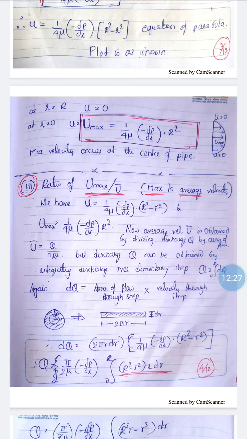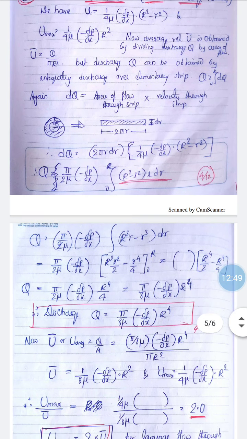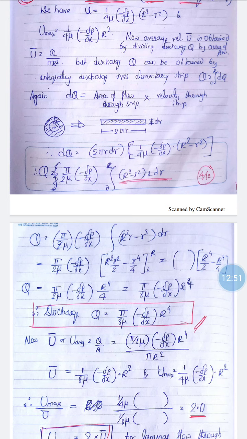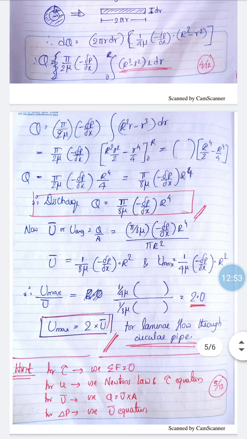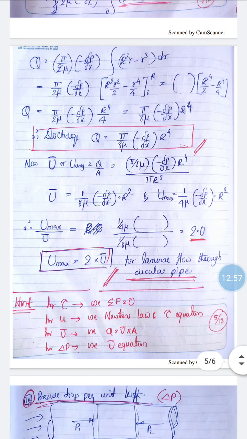Then to find u bar, use the continuity equation, that discharge is velocity into area. Discharge can be found by integrating the discharge over a strip. For that circular strip, we already know the area of the strip, and the velocity at small radius r is already derived. So multiply these two, get an equation for dq, integrate it over the limits 0 to R, you will get the equation for q. Divide q by the area of the pipe, you will get the equation for u bar. Then you can prove that u max by u bar is 2.0.